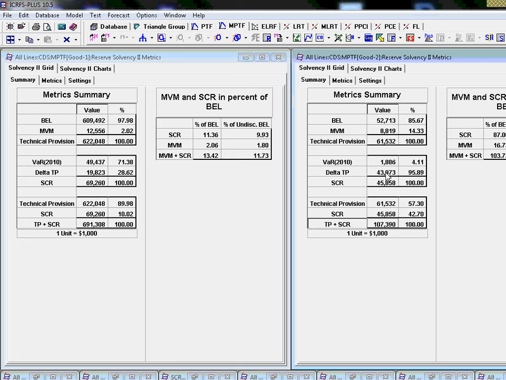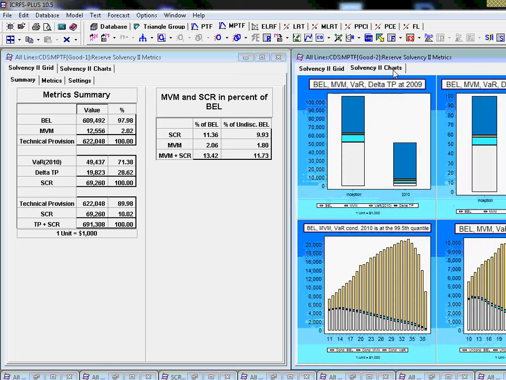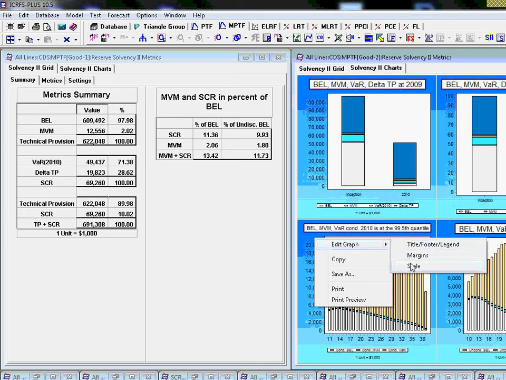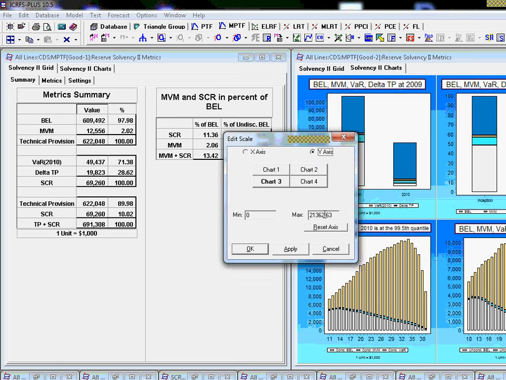Well, delta TP is needed if the first year is in distress in order to restore the balance sheet in the subsequent years. And if we look at the charts for a second, we can see that the difference between these two graphs is that the unconditional, that is the result of not being in distress, and the result of being in distress, is actually quite high. So I'll just change the scale to be roughly the same. I'll make it 10,000 on the top there, so we can compare the figures more easily.